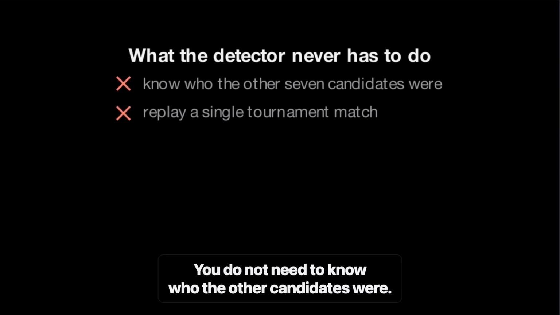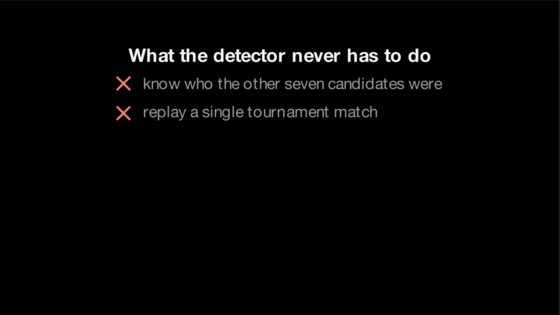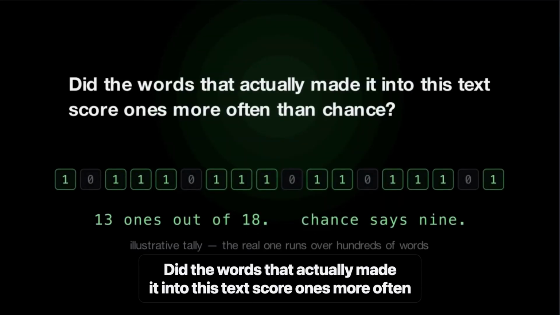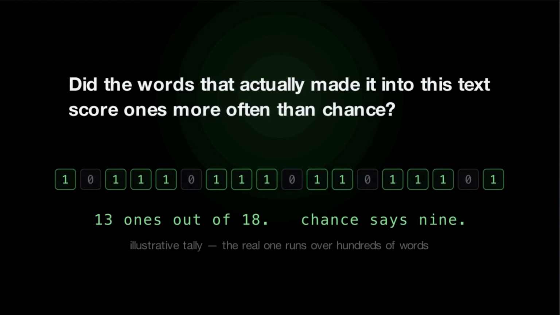You do not need to know who the other candidates were. You never replay a single match. You ask one thing: did the words that actually made it into this text score more often than chance?